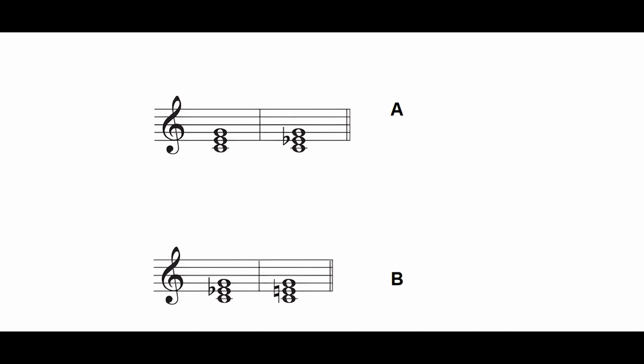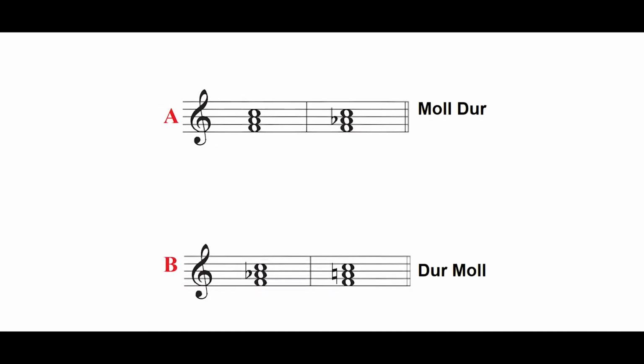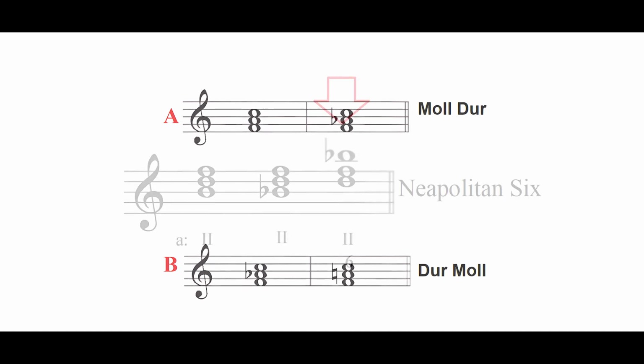In this example, as shown in example A, we transform the tonic chord in a major key to a minor chord. And in example B, we transform the tonic chord in a minor key to a major chord. In classical music, these kinds of transformation often occur between the fourth chord in major and minor key. There are two models. A, Moll-Dur, a minor chord expressed in the major key. And B is Dur-Moll, a major chord expressed in the minor key.